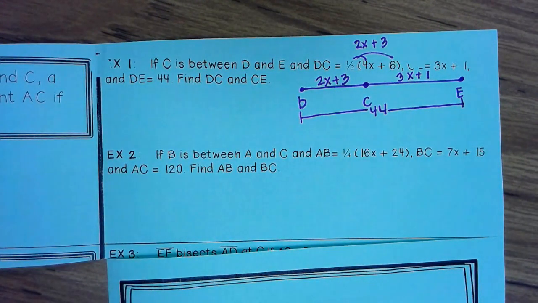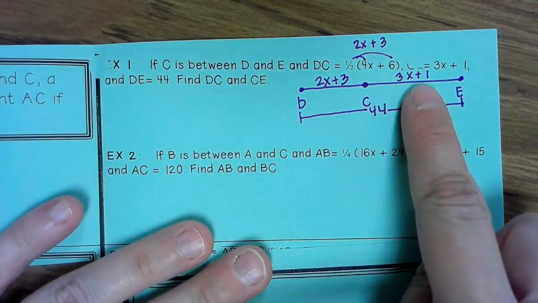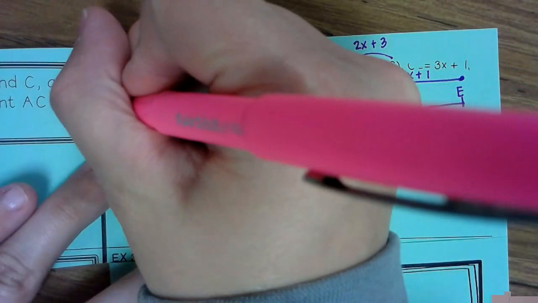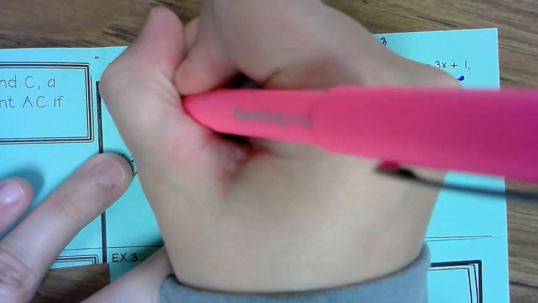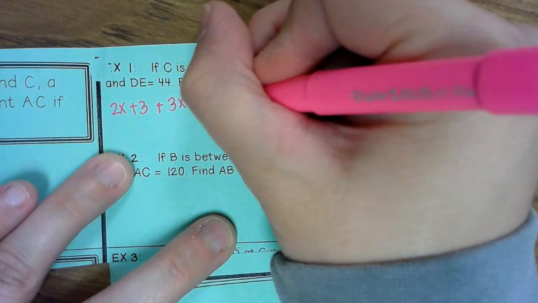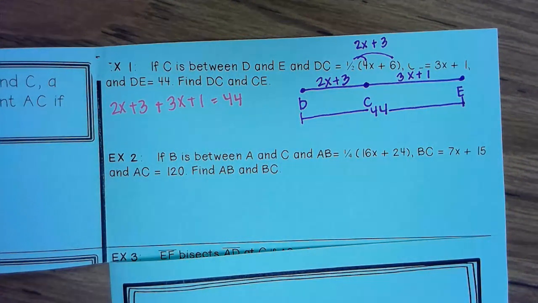So I'm going to tell you each part, and then you have to figure out how to write the equation. I think that's the simple part, though, because I've given you 2 parts, and I'm giving you the whole thing. So the 2 parts add together to make the whole segment. So there's your equation. 2x plus 3 plus 3x plus 1 equals 44. Part plus part equals whole. All right, so now we just have a simple algebraic equation to solve.